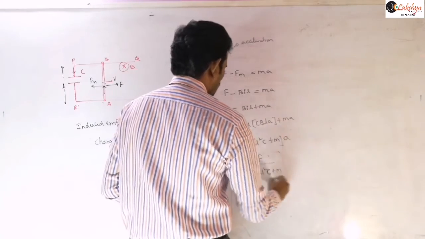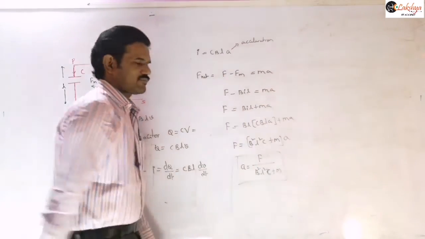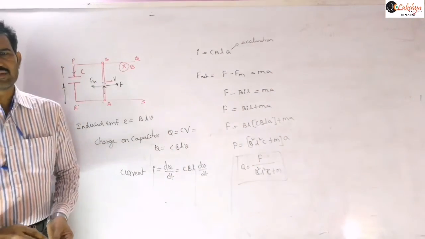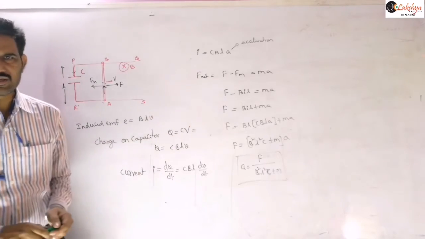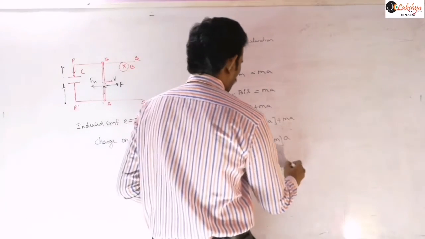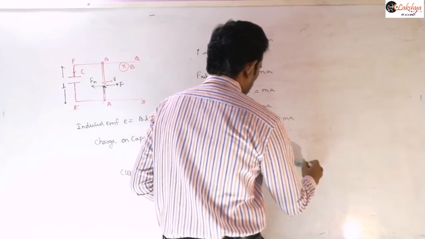So this is our acceleration of the rod. And now in this we can observe that all are constants only, right? So that means force is constant, B is constant, L is constant, and C is constant, all are constant. Therefore this acceleration is a constant value.